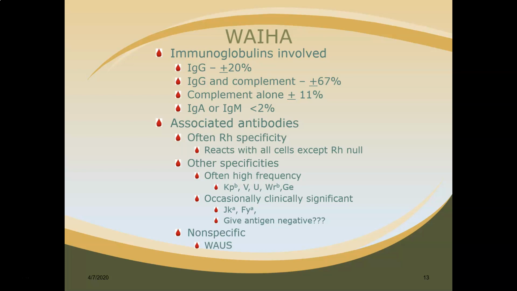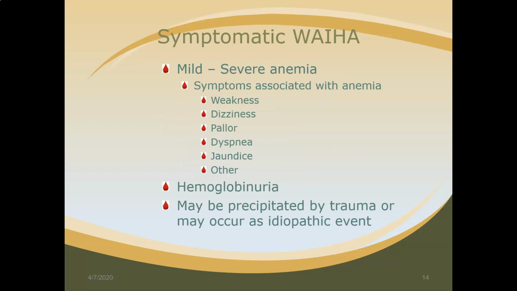We also have the non-specific warm autoimmune of undetermined specificity. And again, that's when we just can't get a pattern to it, or it reacts with absolutely everything. Warm autoimmune hemolytic anemia is much more severe than the cold. You can have a mild case of it, and it can be extremely severe, where you have a precipitous drop in the red cell volume and in the hemoglobin concentration.